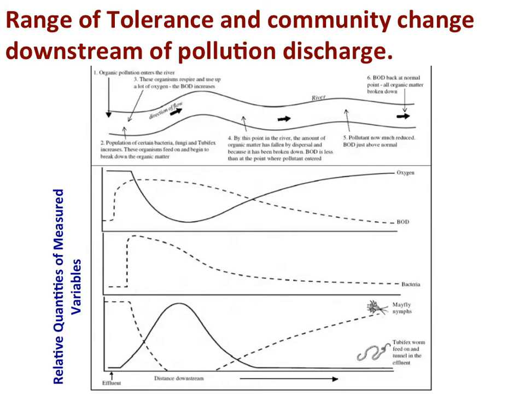From the point of discharge, we can see the change in the community as the pollution-tolerant species increase and the clear water species decrease after a slight time lag. Further downstream, away from the discharge, the river becomes clean again.